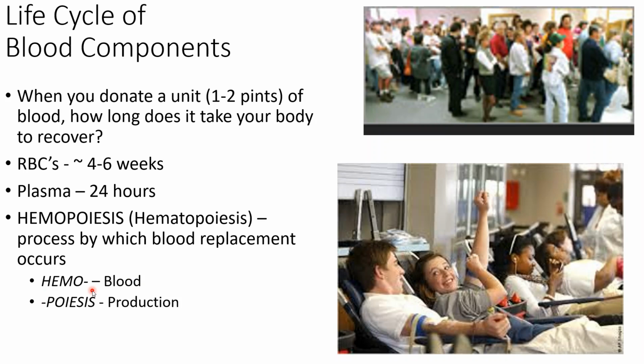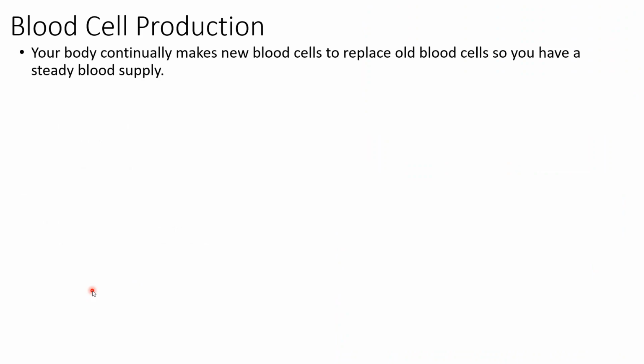Hematopoiesis, this is the process by which blood replacement occurs. Hemo means blood, poiesis means production. So when we're talking about hematopoiesis, we're talking about all blood cells, not just the red blood cells. We're talking about red blood cells, white blood cells, and platelets. So blood cell production, again, not talking about just red. Your body continually makes new blood cells to replace the old blood cells so that you have a steady supply.